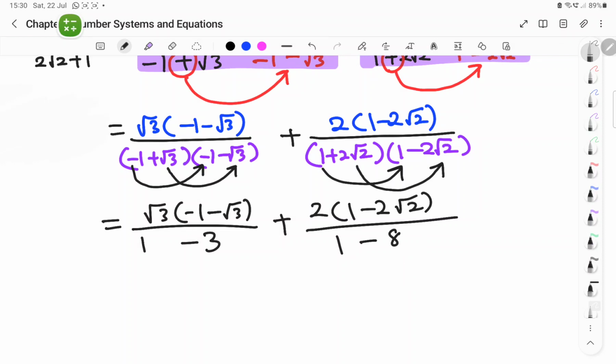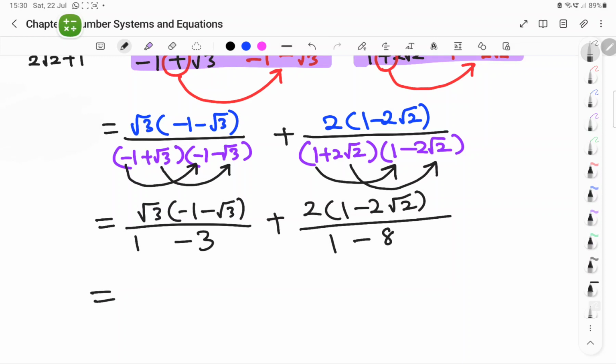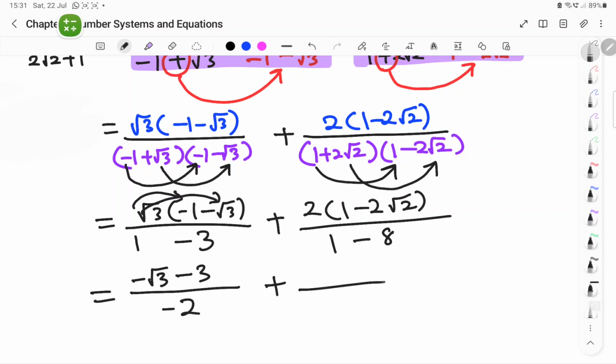Okay, next what we do, this one multiply, and then the denominator we simplify. So this one, square root of 3 multiplied by minus 1 is negative square root of 3. Square root of 3 multiplied by negative square root of 3 is negative 3. 1 minus 3 is minus 2. While the next one, this one, multiply. So 2 multiplied by 1 is 2. 2 multiplied by negative 2 square root of 2 is negative 4 square root of 2. 1 minus 8 is negative 7.